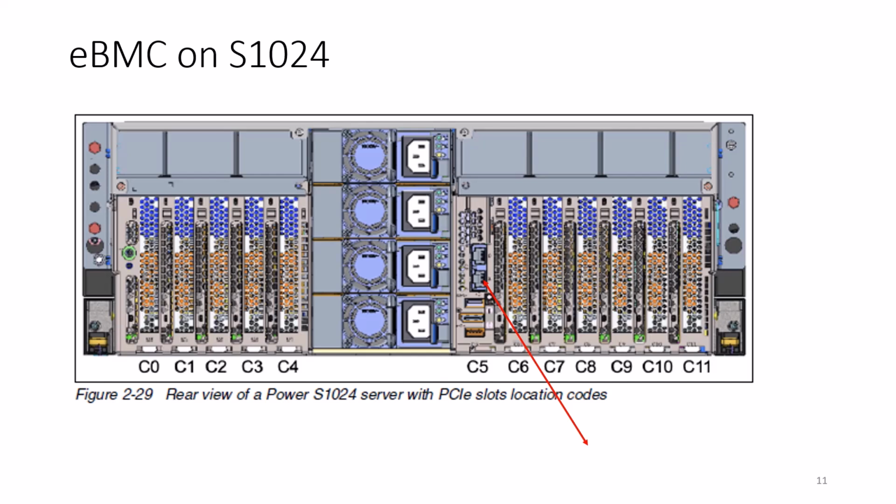And then this is just showing you the same thing on an S1024, and you can see that the eBMC slots are actually in the middle in port C5.